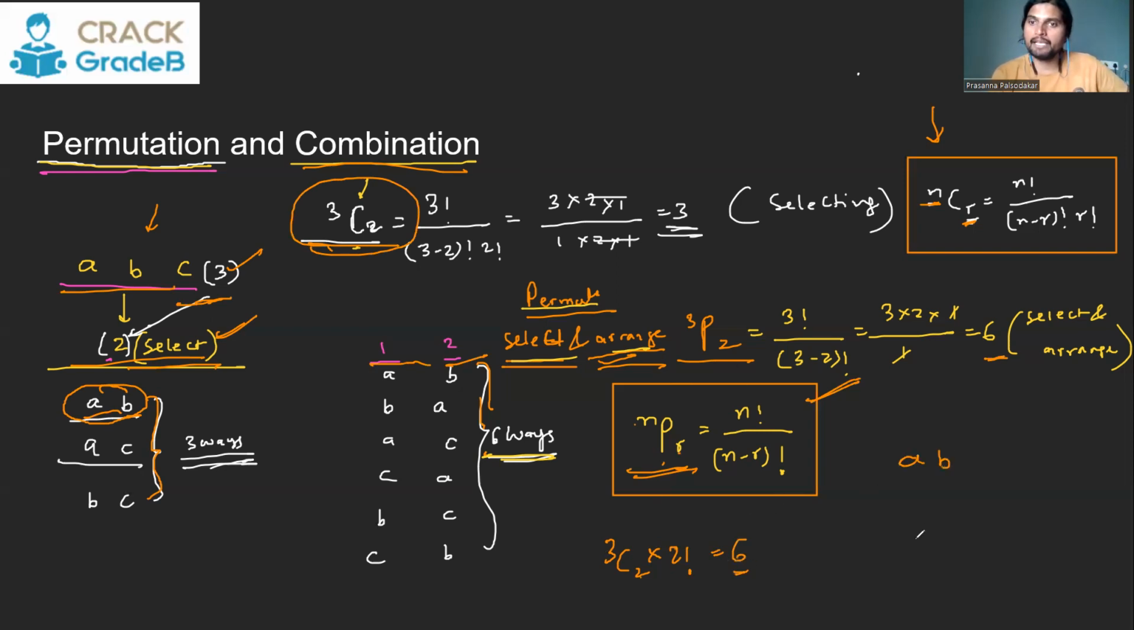Basically, you are selecting A and B, and there are 2 cabins, 1 and 2. So how many ways can you make these 2 people sit in these 2 cabins? There will be 2 factorial ways. So first you select with 3C2 ways, then you arrange those with 2 factorial.